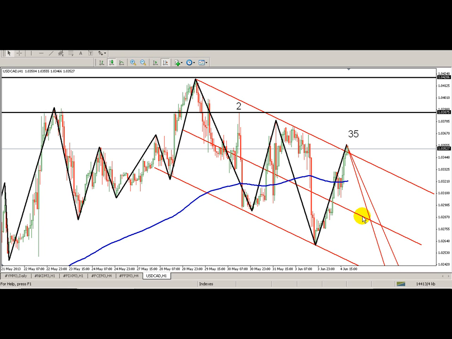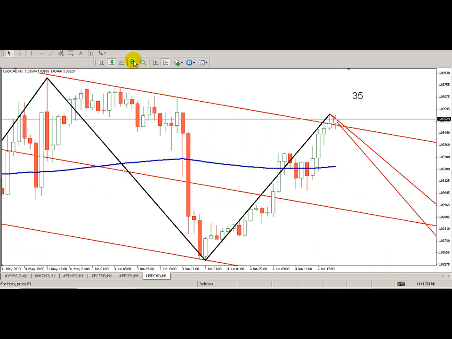So what do I do now? Well, I don't want to sell a market that's going up, because that's just crazy. We want to sell this market when it actually tells us that it's ready to come down. And how will we know? Well, there's two ways that we can do it.